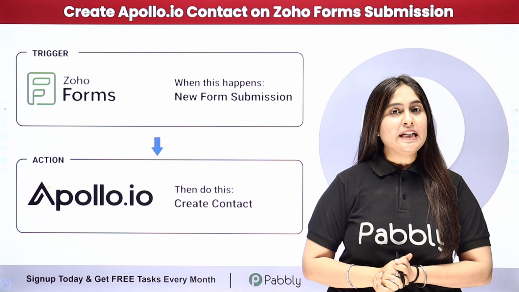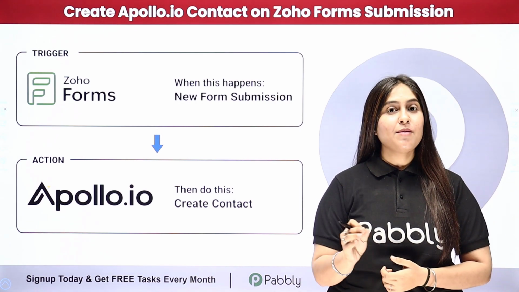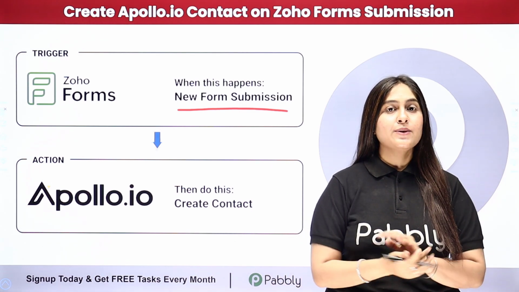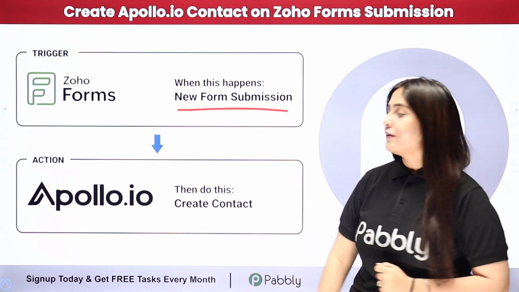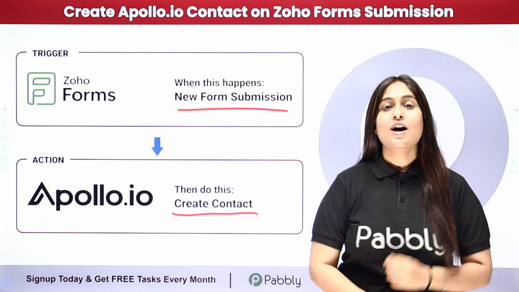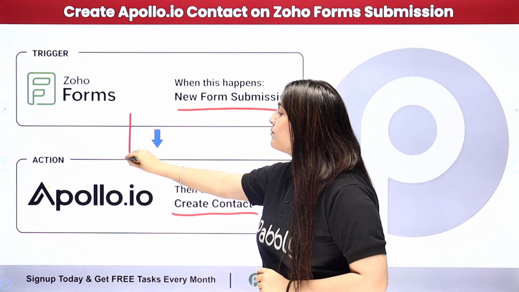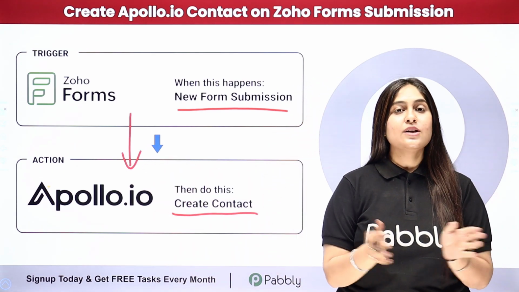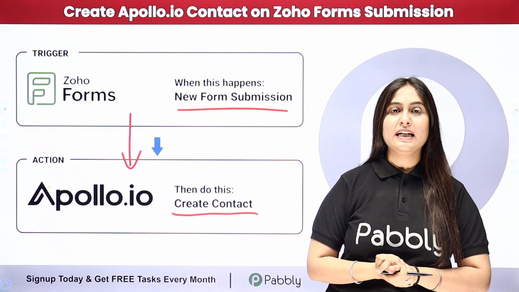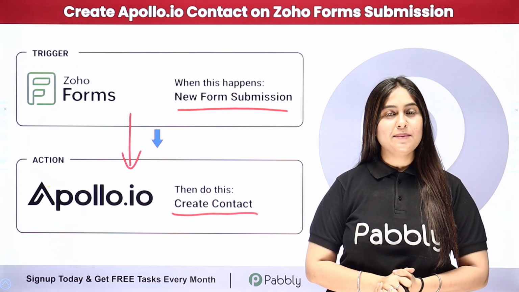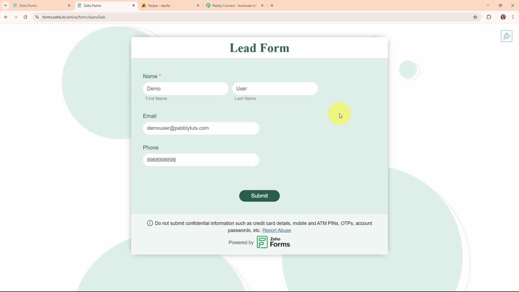So I have created a lead form using Zoho Forms, and here my objective is that whenever I receive a new form submission, then automatically using the details, a new contact should be created in my Apollo.io account. Now here, to automate the entire process, I need to connect my Zoho Forms with my Apollo.io account using an automation software named Pabbly Connect. So to see the working of this automation and to learn this process step by step, let me take you to my screen. Welcome to my screen.